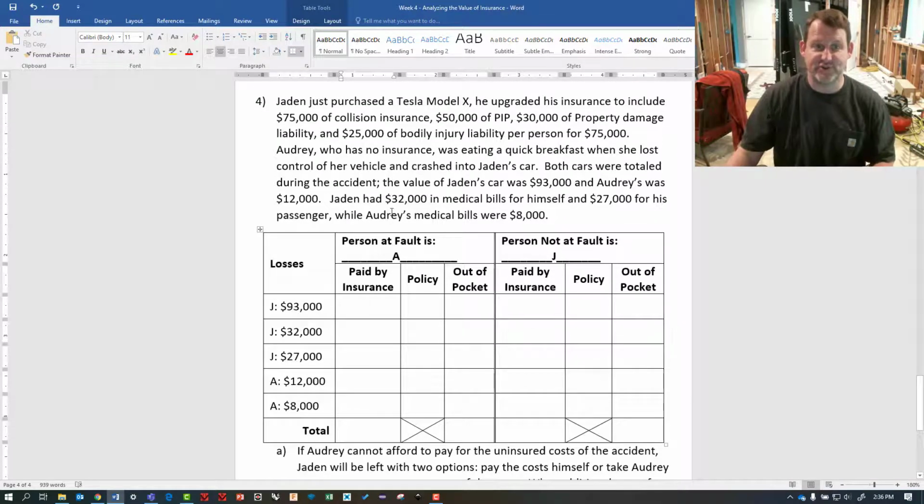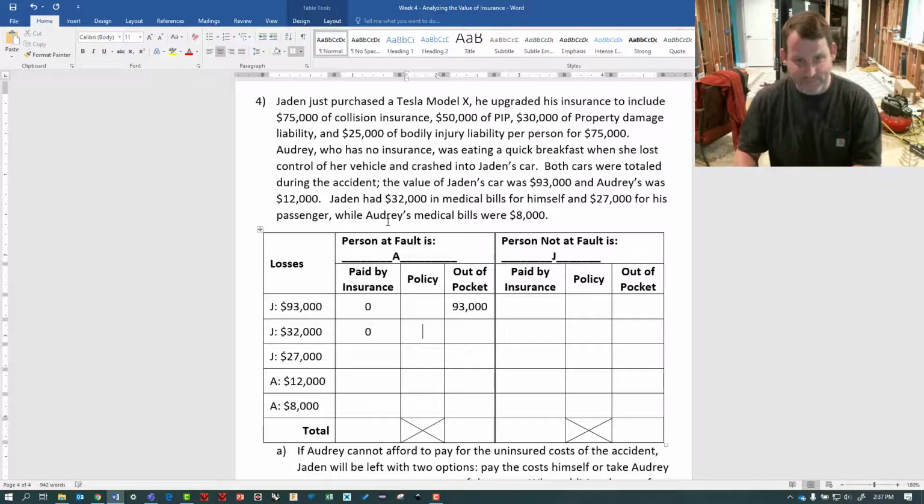Audrey has no insurance, so $0 is paid by her insurance. There's no policy for it. Out of pocket, she literally owes Jaden $93,000. What do you think the chances are that somebody's going to be able to write you a check for $93,000, especially if they have no car insurance? It seems pretty small.